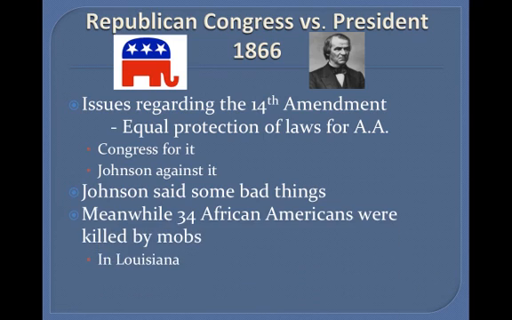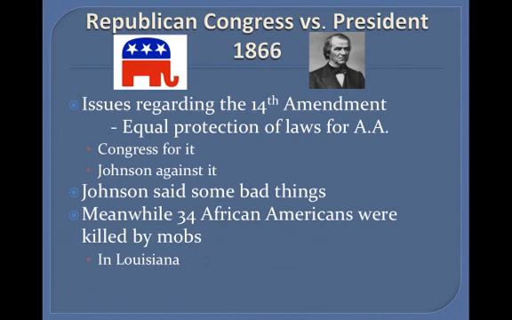And in the meantime, in months leading into this election, there were 34 African Americans who were killed by mobs in Louisiana. These are called lynchings. And on a national scale, this made Andrew Johnson look extremely bad because people were saying, oh yeah, you're going to say it doesn't matter, and then you've got 34 people being murdered and nothing's happening because of it.